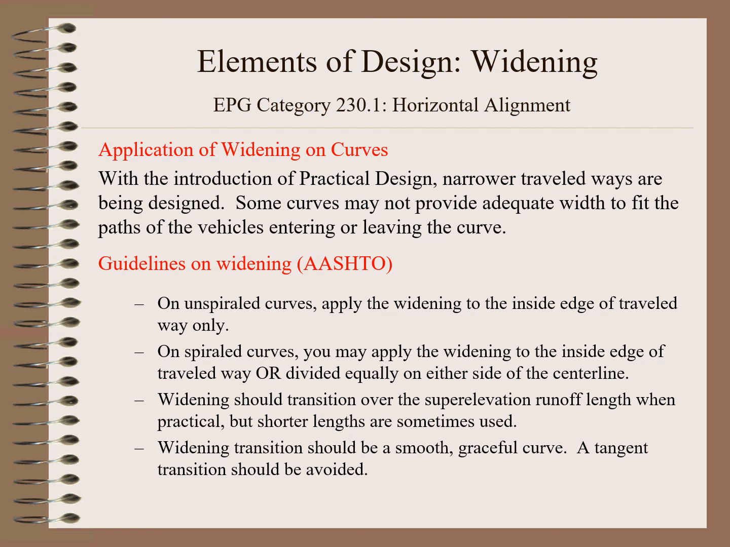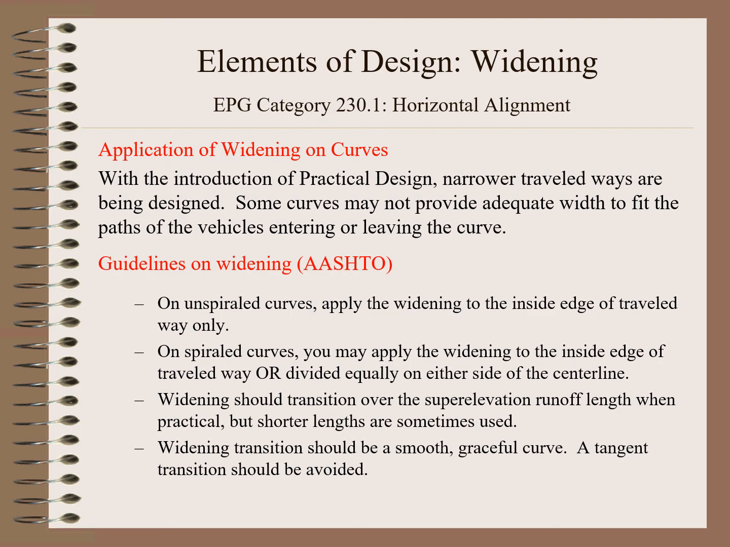The guidelines on widening according to AASHTO are as follows. On spiral curves, apply the widening to the inside edge of travelway only. On unspiraled curves, you may apply the widening to the inside edge of travelway, or you can divide it equally on either side of the center line. Widening should transition over the superelevation runoff length when practical, but shorter lengths are sometimes used. Widening transition should be a smooth, graceful curve. A tangent transition should be avoided.